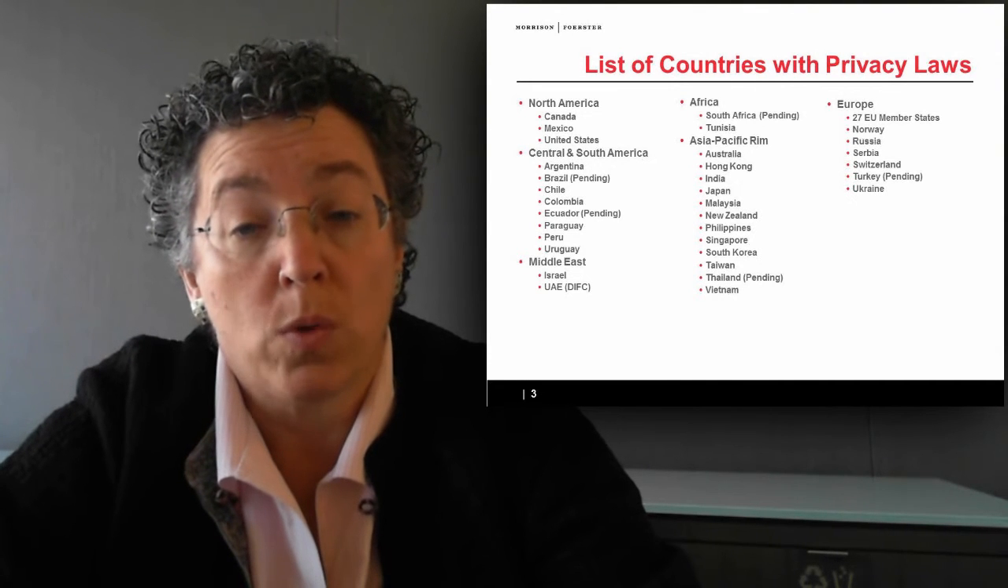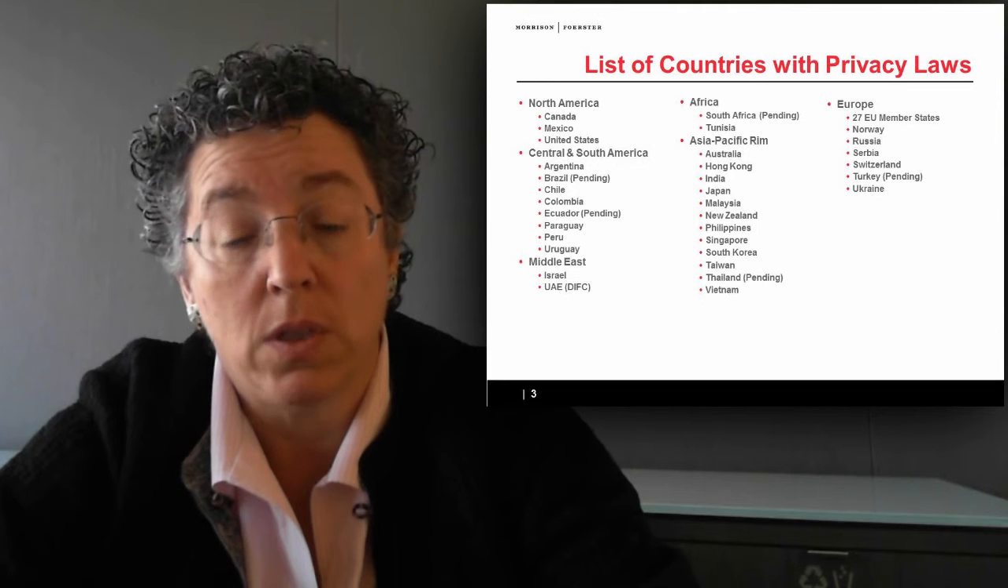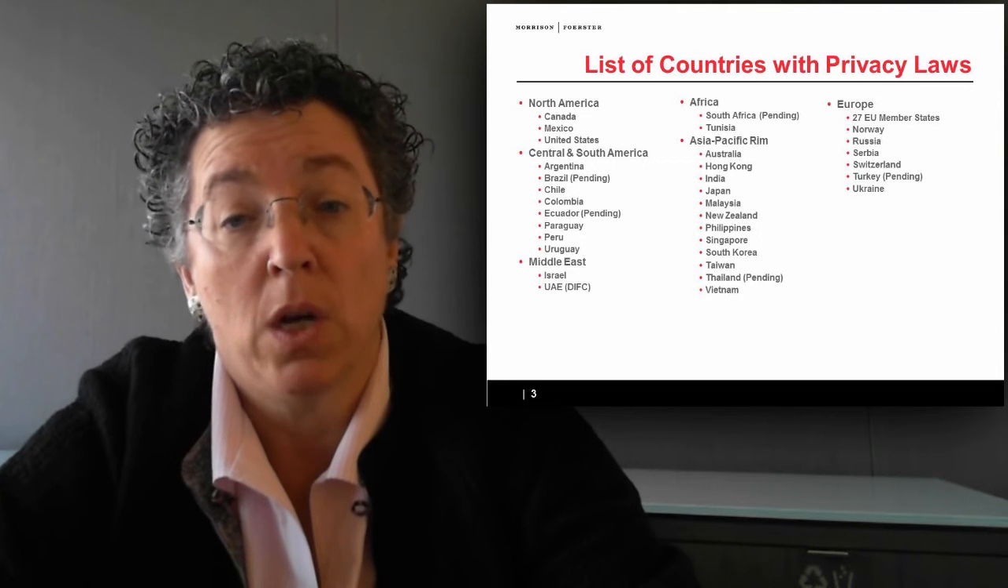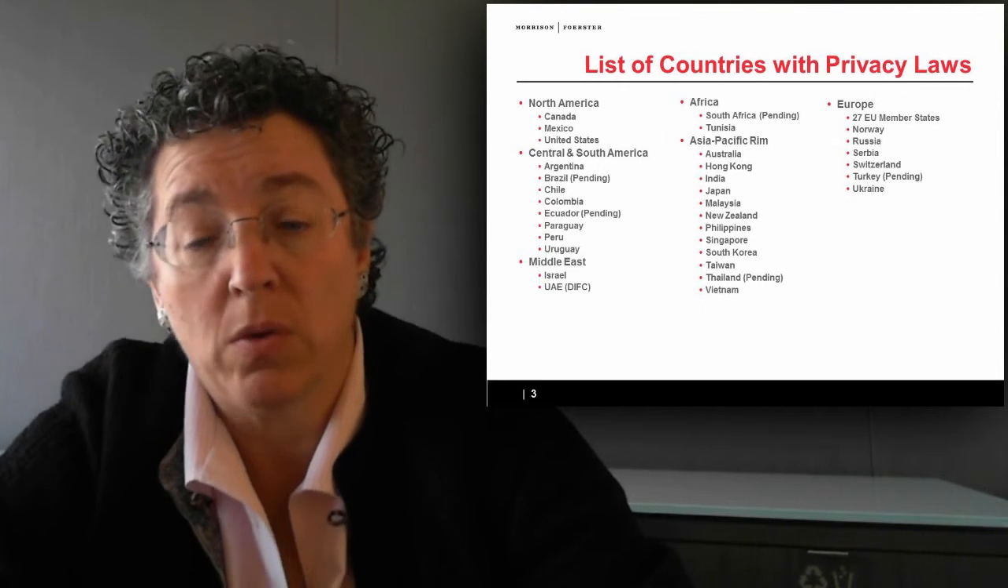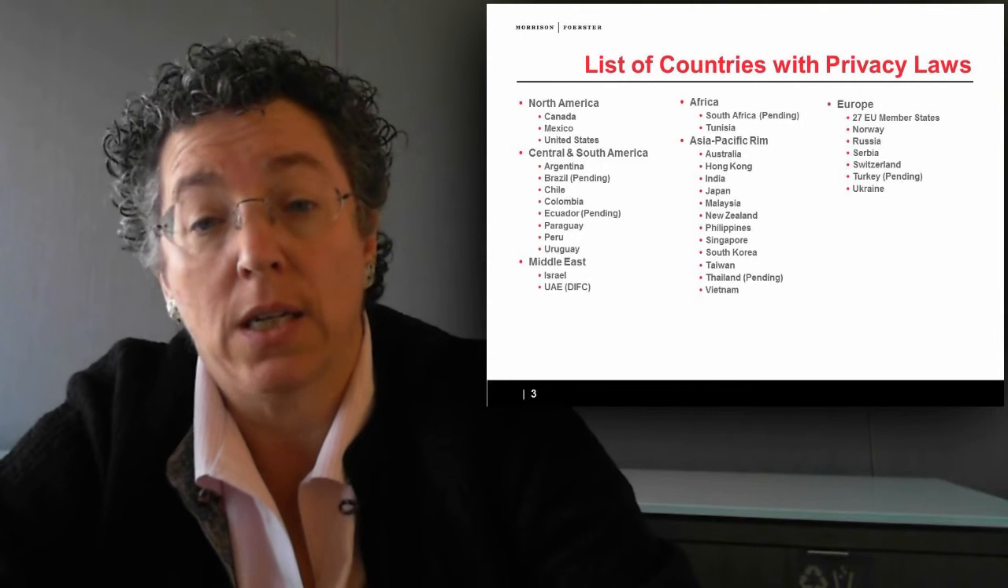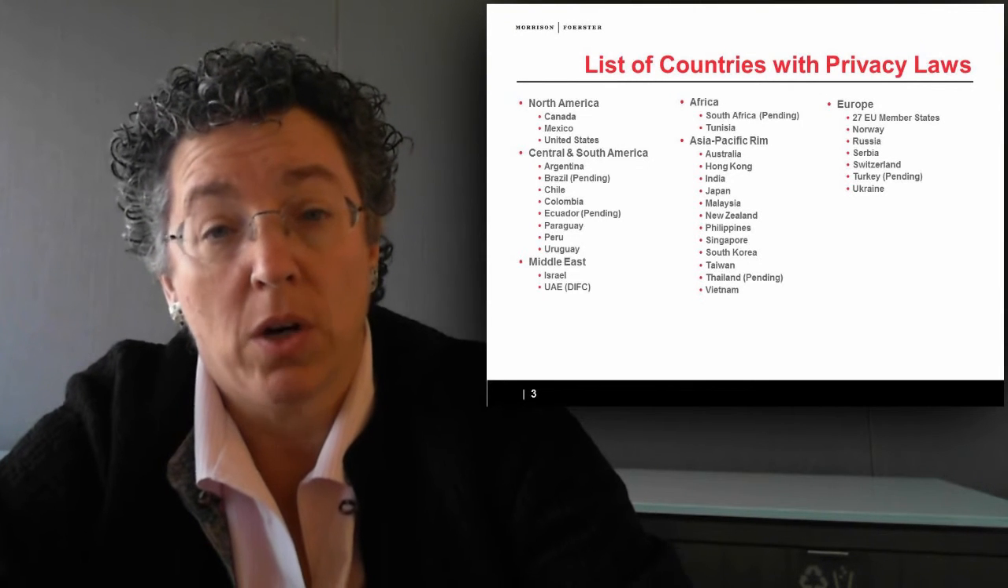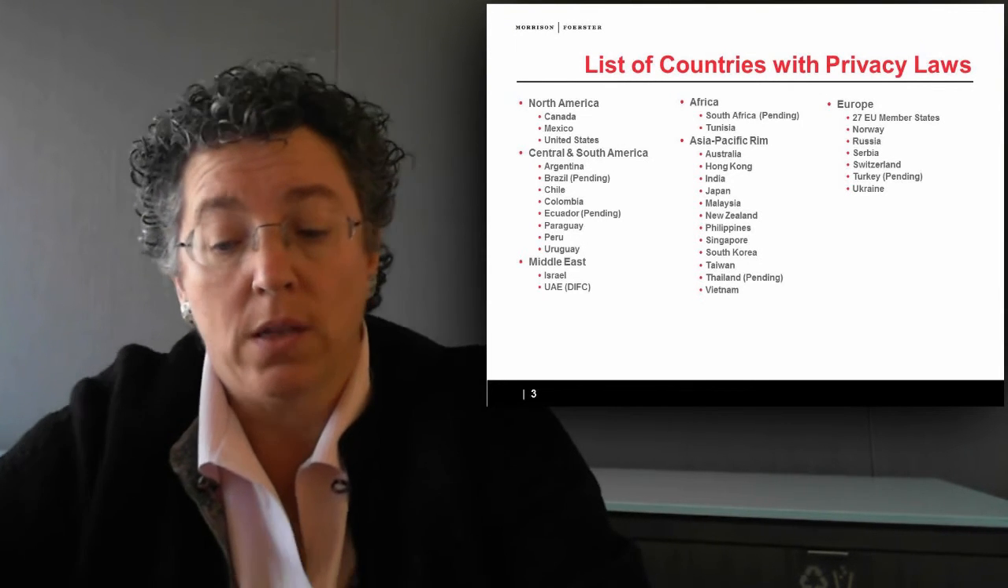So with respect to complying with global data protection laws and thinking about privacy from a global perspective, you have to remember that there are laws in Canada, in the US, in Latin America, and in Asia, as well as in the EU.